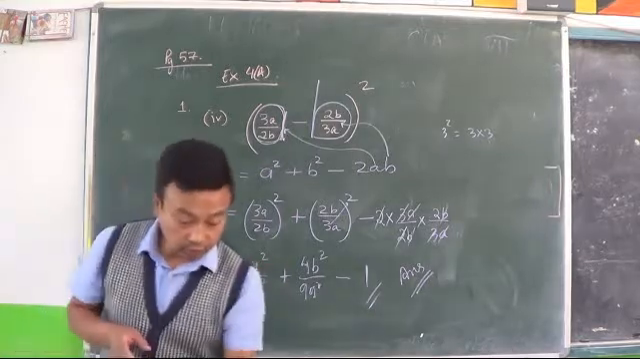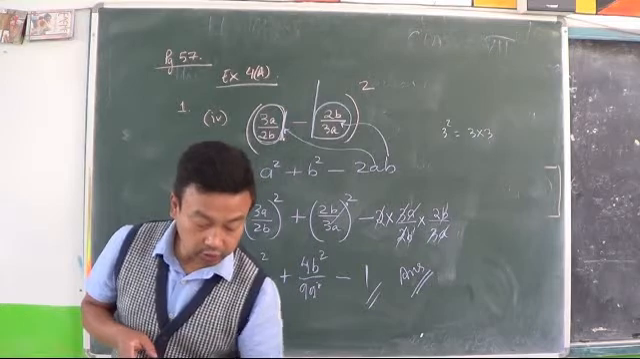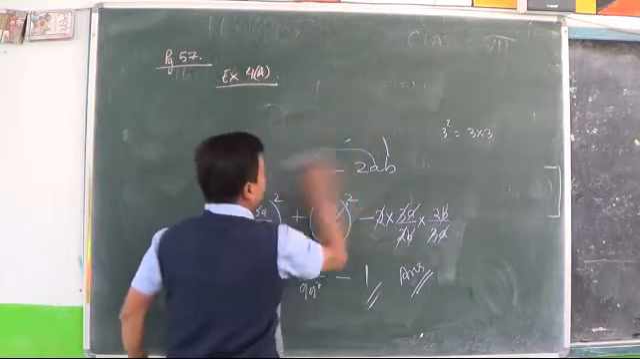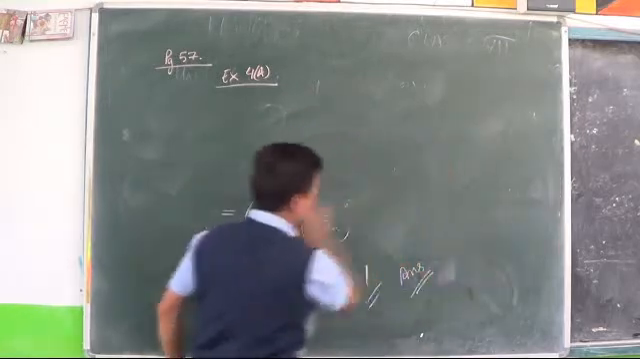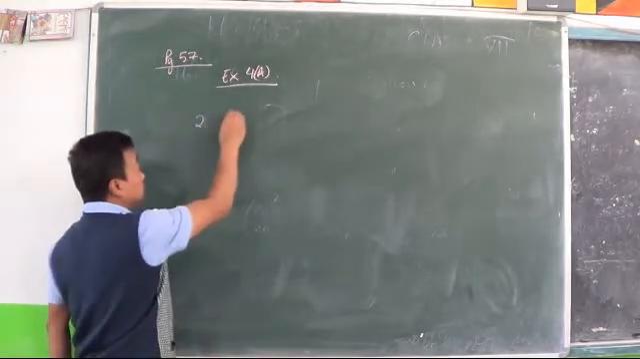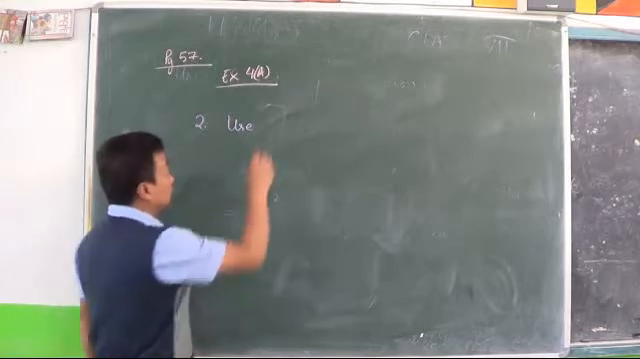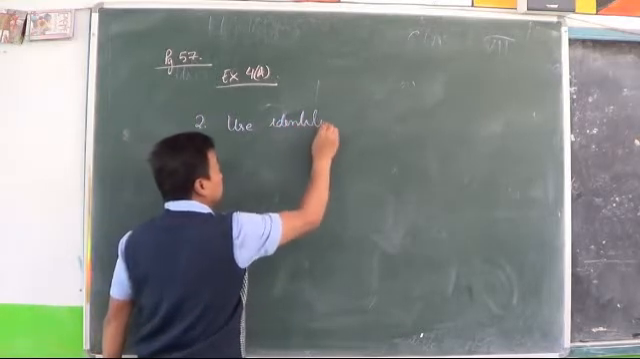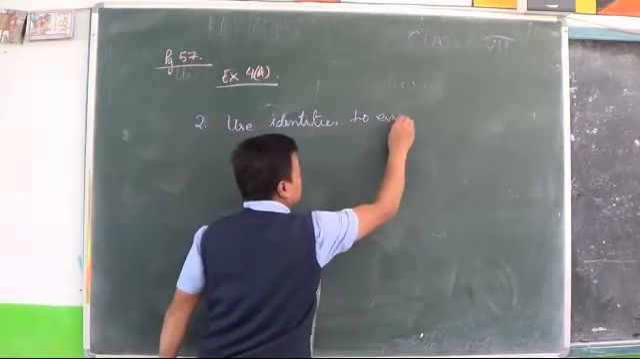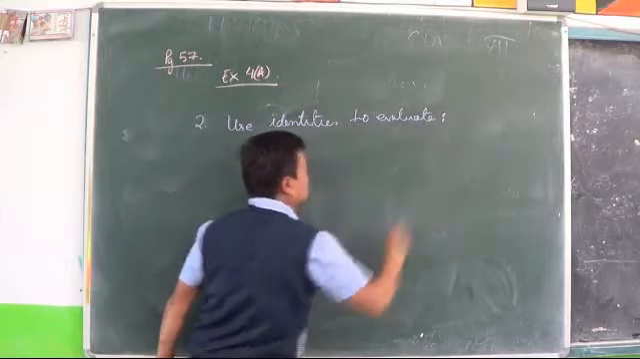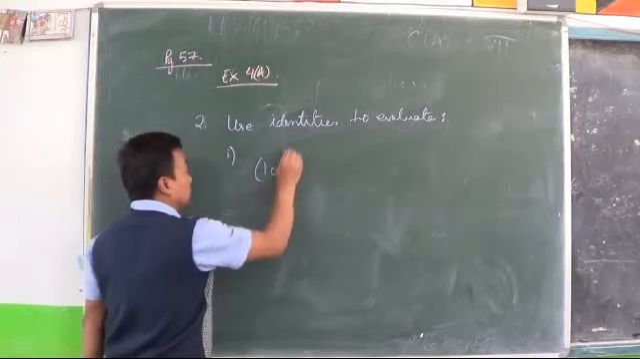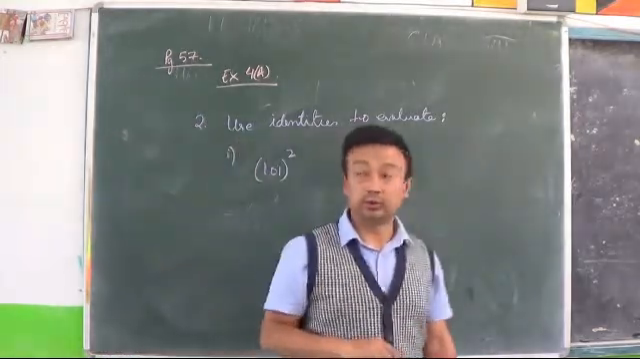Okay, now we will solve last question for the day. That is question number 2. Okay, this question is very simple. Most of you get excited in the exam when you see this question. Most of you say, "Sir, it is so easy," but you make a lot of mistakes there. Use identities to evaluate. Alright? I'll take you one example. Number 1. 101 whole square.